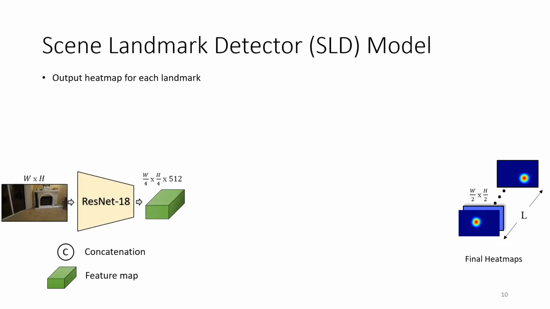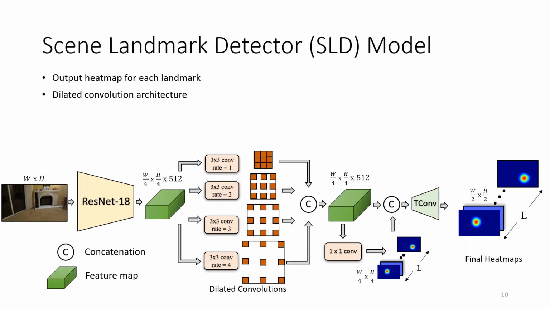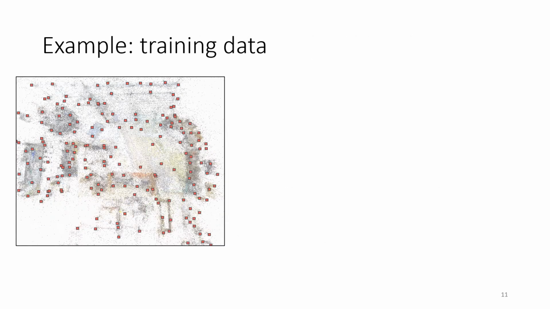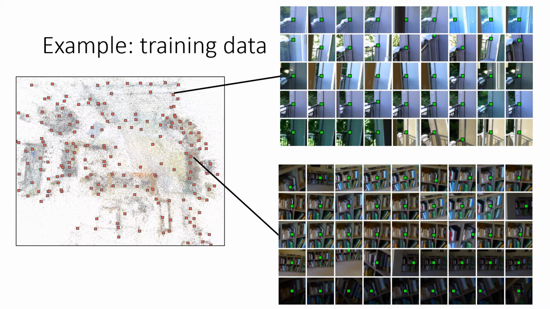SLD takes as input a query image and predicts a heat map for each scene landmark. We use a dilated convolutional neural network with a ResNet-18 backbone and 4 dilation rates. To improve the resolution of the heat map, we use a transposed convolution layer. We train the SLD network with the MSE pixel loss with data augmentation. During the training of SLD, we select a set of landmarks, denoted in red, from the SfM point cloud that ensures sufficient coverage of the scene. We show a few examples of selected landmark patches.